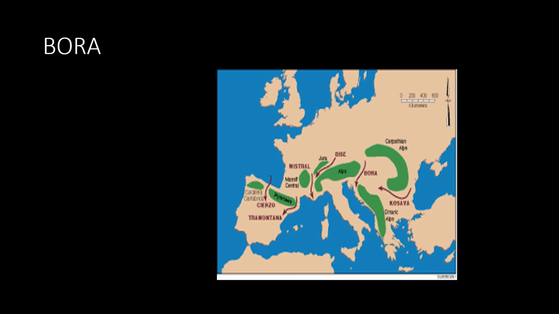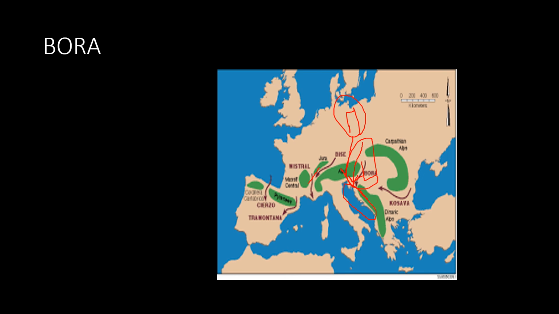The next one is Bora. Bora is a wind which is near the Adriatic Sea. We can observe that they come downslope near the Adriatic Sea. High pressure in this region, low pressure near the valleys or in the lower regions. That's why these winds would be coming downstream.